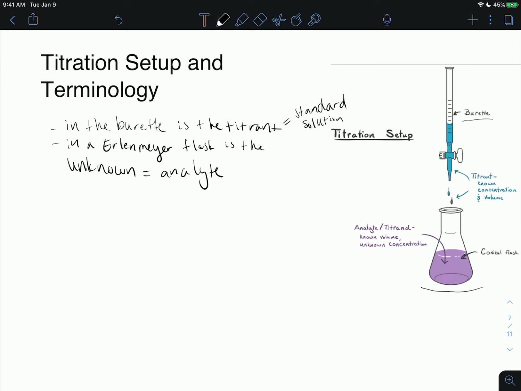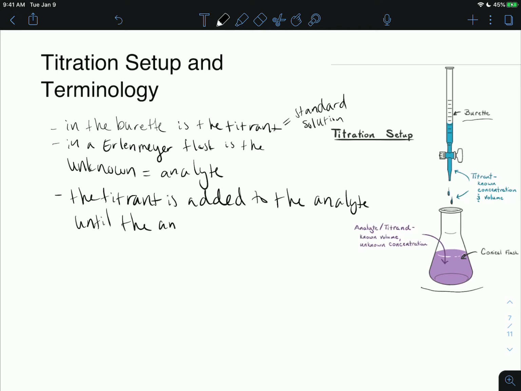So you're going to add your standard solution in with the burette until your unknown, your analyte, is fully reacted. The titrant is added to the analyte until the analyte is fully reacted. Okay? So when they are stoichiometrically equivalent.